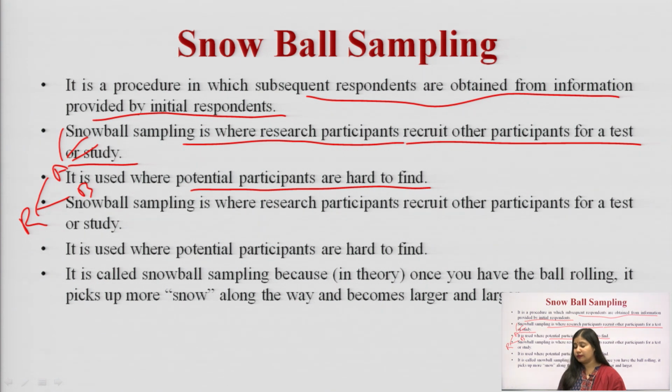It is called snowball sampling because once you have the snowball rolling, it is like an example you may have seen in a movie, or if you have gone to a hill station: if you throw one ball of ice and it starts rolling, the small ball of ice becomes a very big ball. The same concept is applied here. The researcher recruits a few respondents, then the other respondents start recruiting further respondents, and at the end the few participants become a large group of participants.